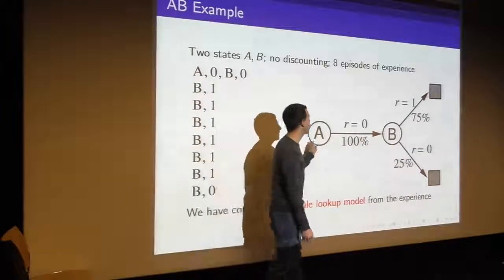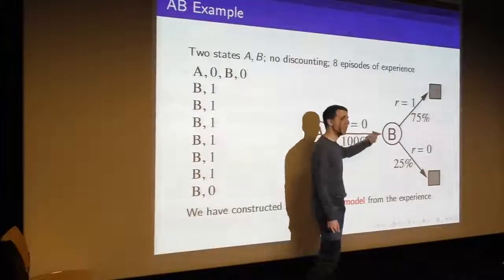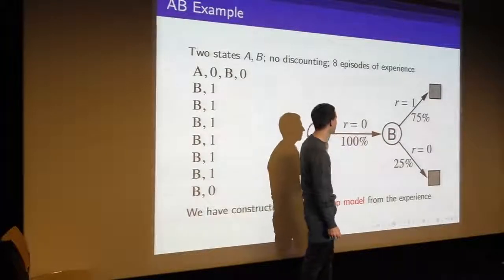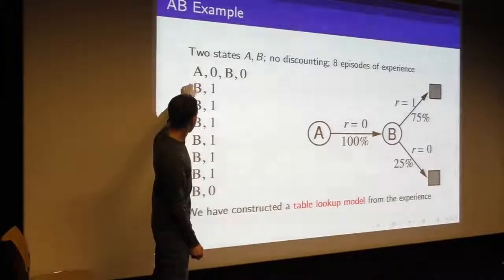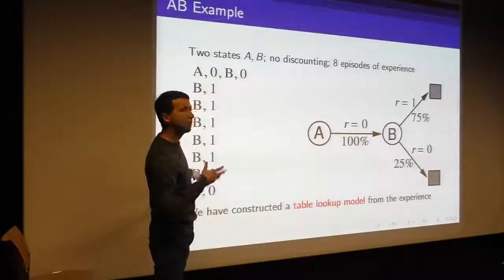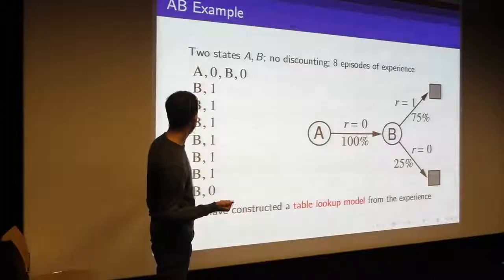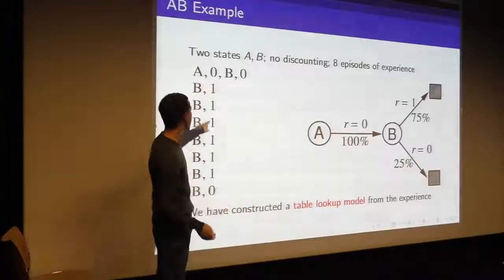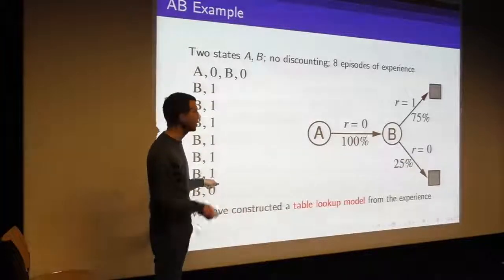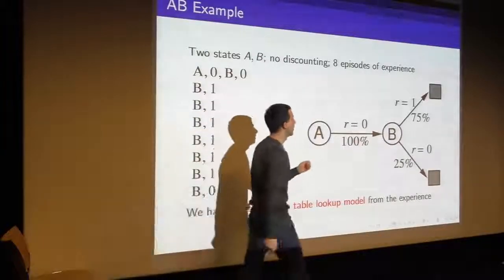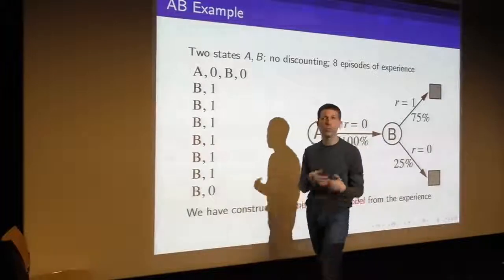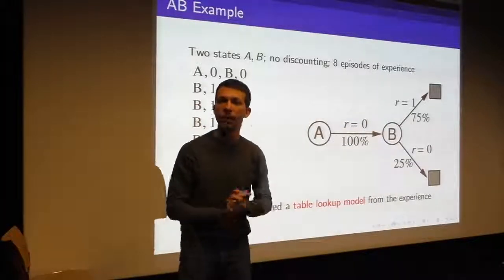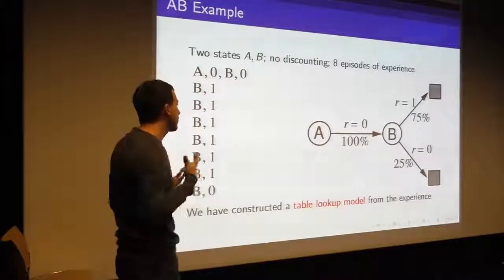So if I count those things, I can make this transition here to say 100% of the time I transition from A to B. And I can count that from B, on 6 out of 8 of my occasions, I transition to the terminal state with a reward of 1. And on 2 out of 8 occasions, I transition to the terminal state with a reward of 0. That gives me these two arcs here. So it's just counting. That's all that's required to make a table lookup model. So now we've got a table lookup model.